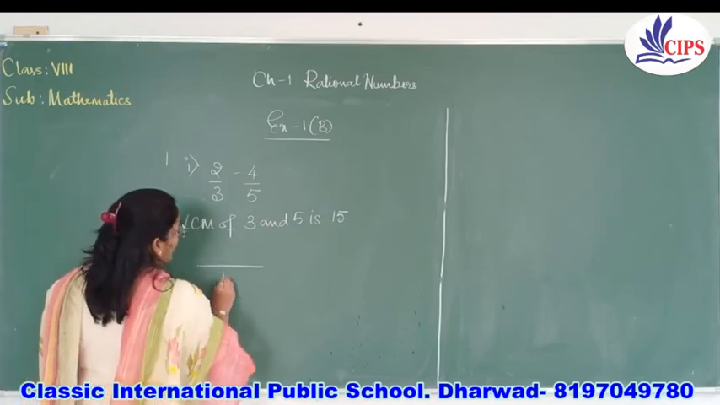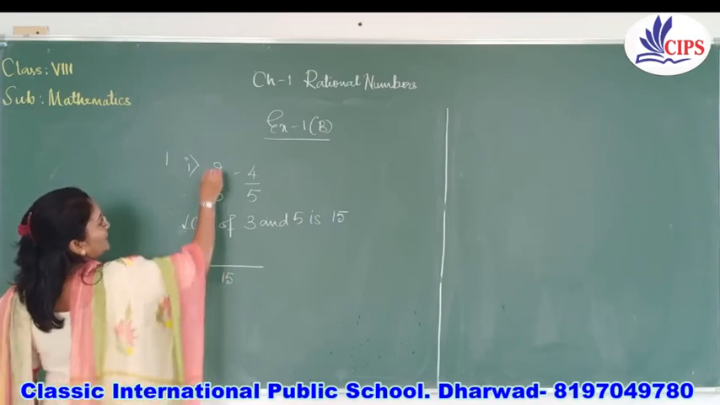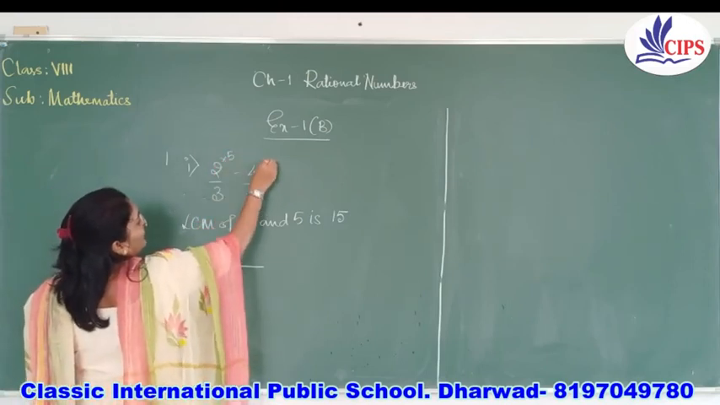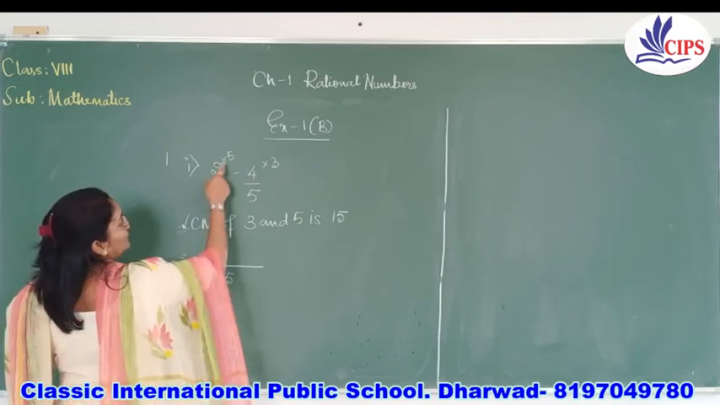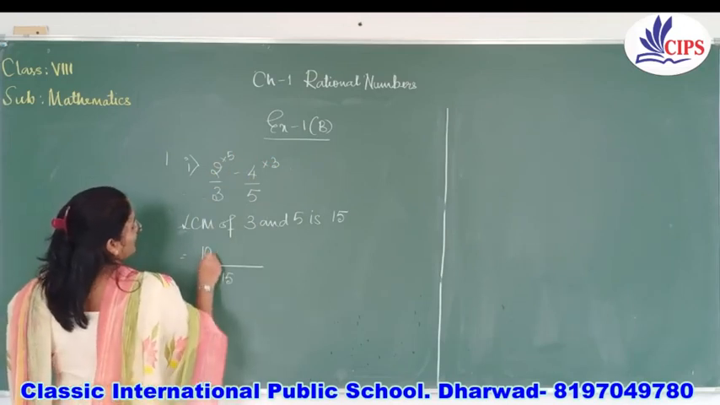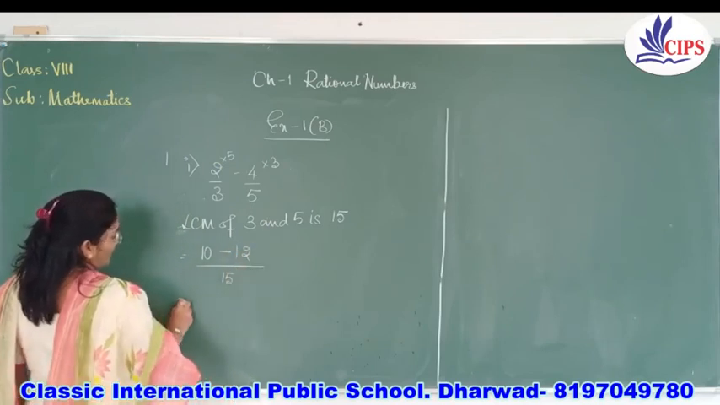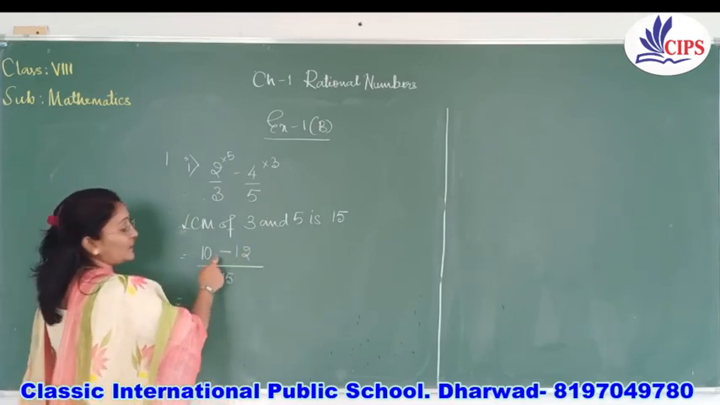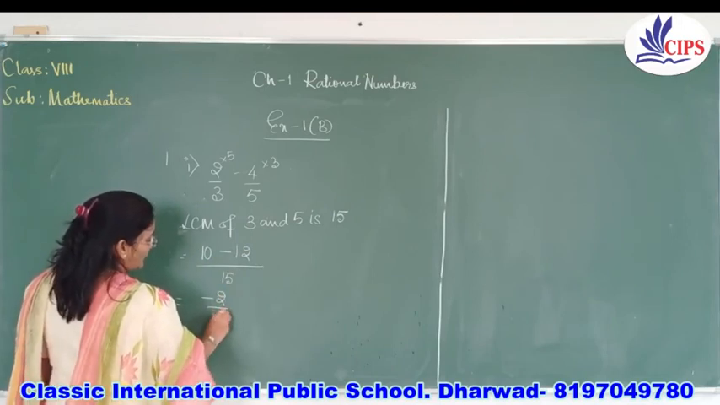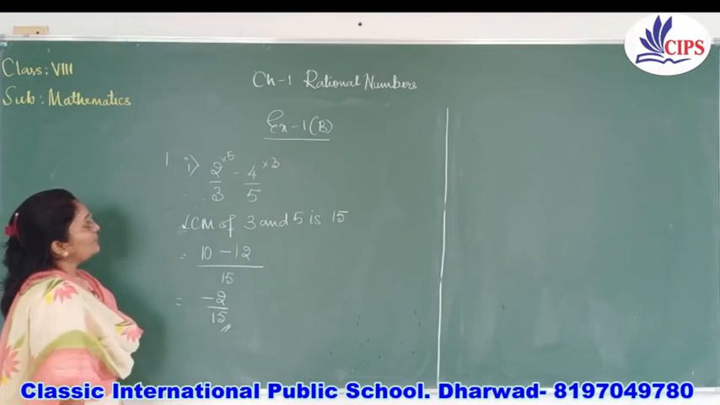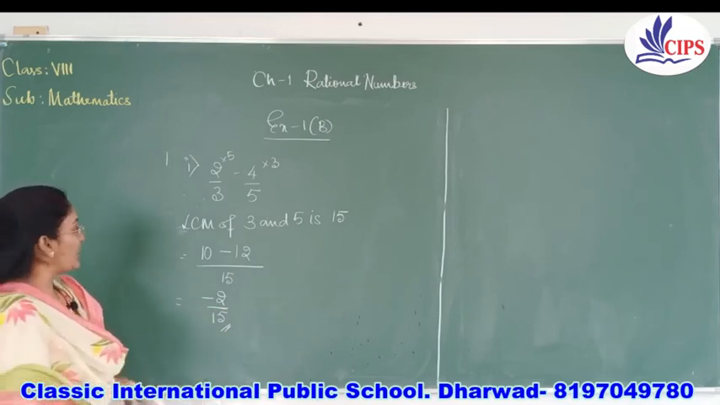So I'll write 15 common for both. 3 fives are 15 and 5 threes are 15, so I multiply both the numbers. Now I multiply 2 and 5: 2 fives are 10, and 4 threes are 12. Now 10 minus 12 is minus 2, so it's minus 2 by 15. When we subtracted 4 by 5 from 2 by 3, we get minus 2 by 15.